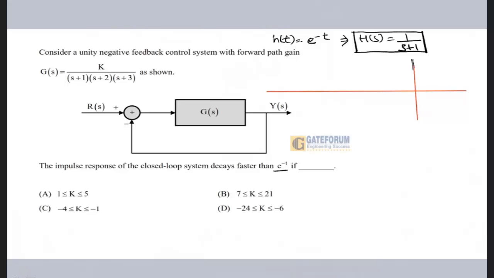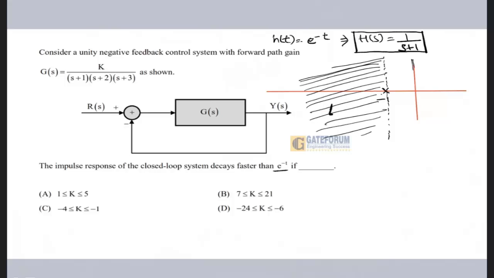Okay, so what is asked is that, all the poles, means here s is equal to minus 1, and compared to this I have to see that all the other poles, that is minus 2 and minus 3, should be lying in the LHS of this. Okay, means decay faster than. So this part will be your LHS, and this entire part will be your RHS.